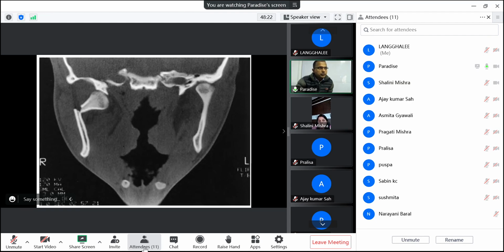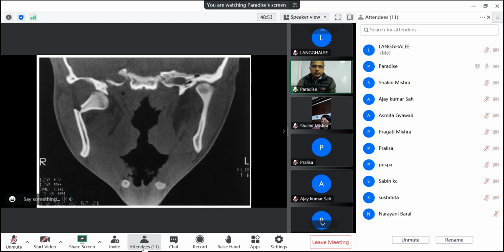In CT scan, as you know, there are the coronal section, sagittal section and axial section, as well as the VRT image, the 3D image. So if you are suspecting a condyle fracture, you have to see the coronal section. It is more clear, and you can see the condyle is fractured and deviated by 90 degrees. Condyle fracture is very interesting to treat because it is very difficult.